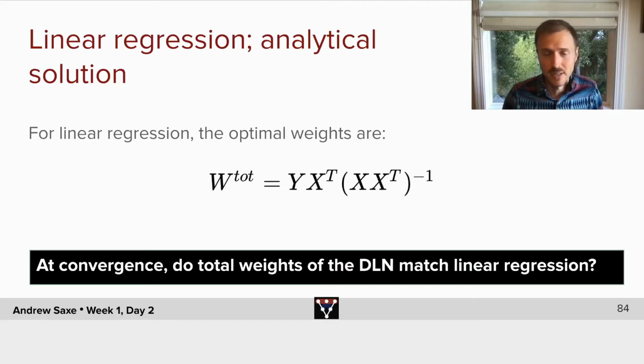Well, let's compare them and try to understand this a bit better. So for linear regression, rather than running gradient descent, we actually know what the optimal weights are. We can solve that problem directly. And so now your task is to see whether at convergence, the total weights from the deep linear network end up matching those that you get from this formula for linear regression.